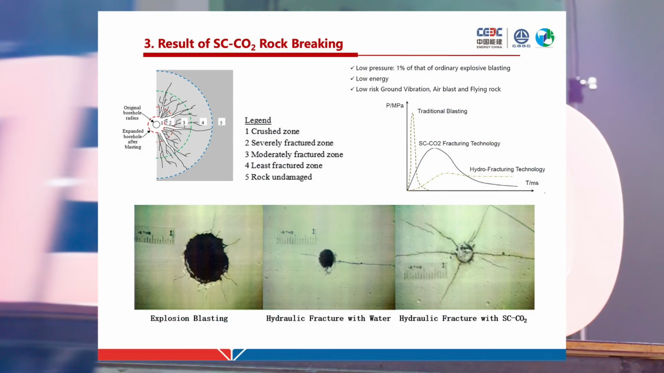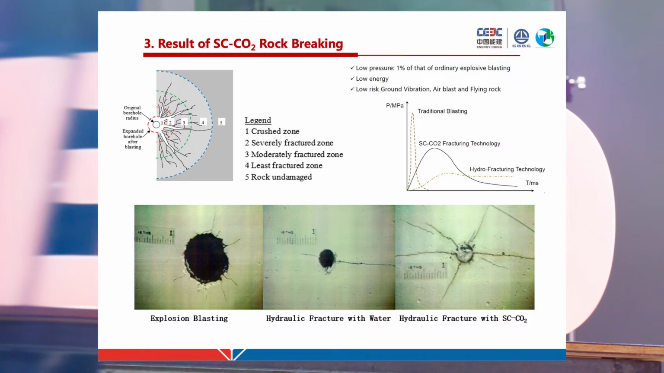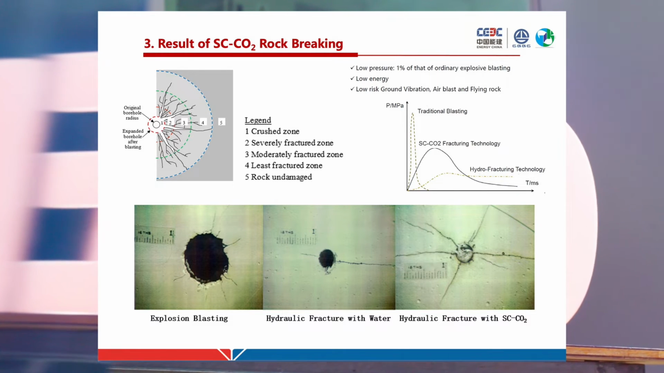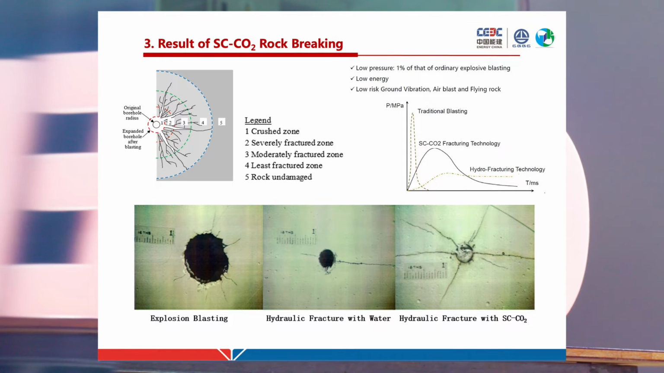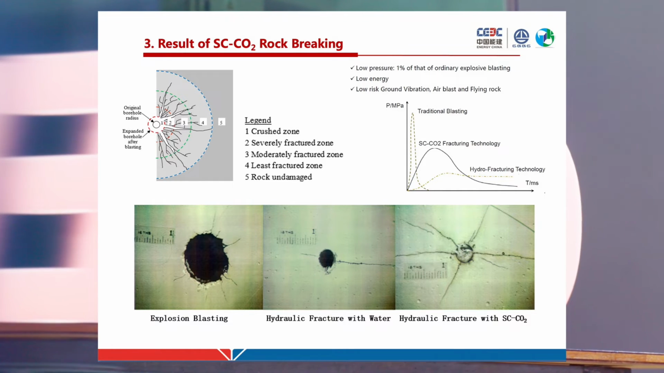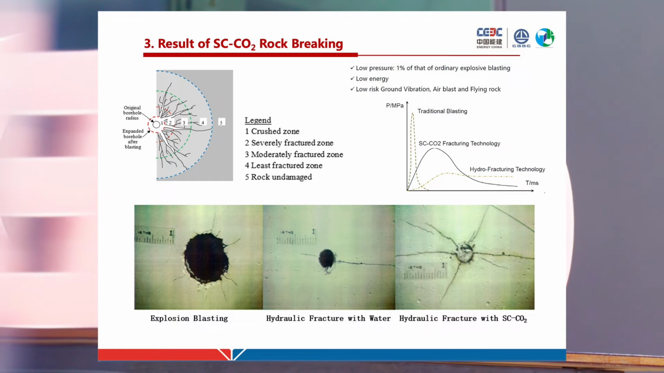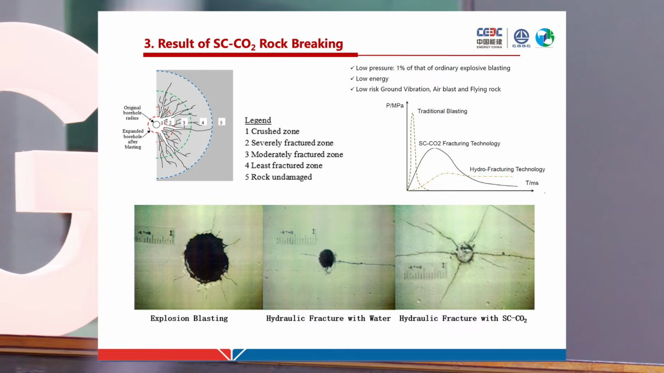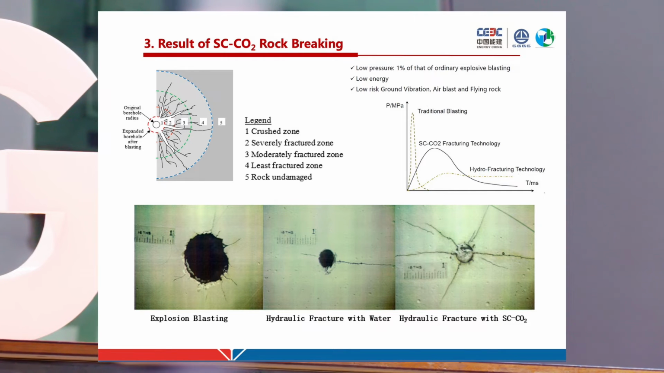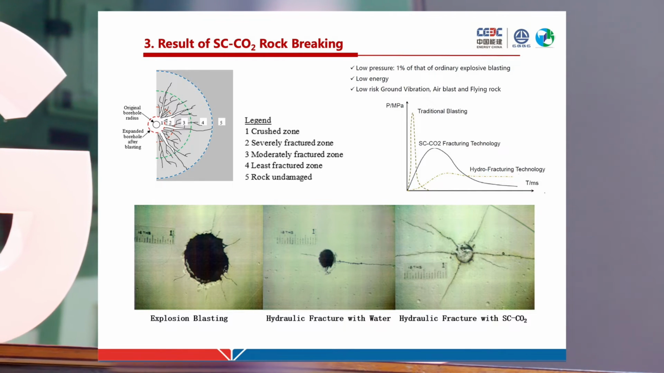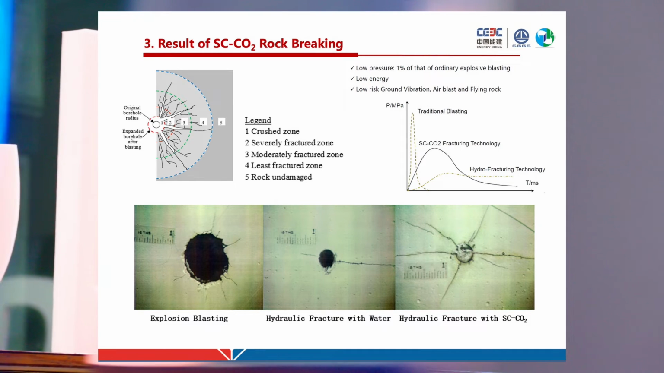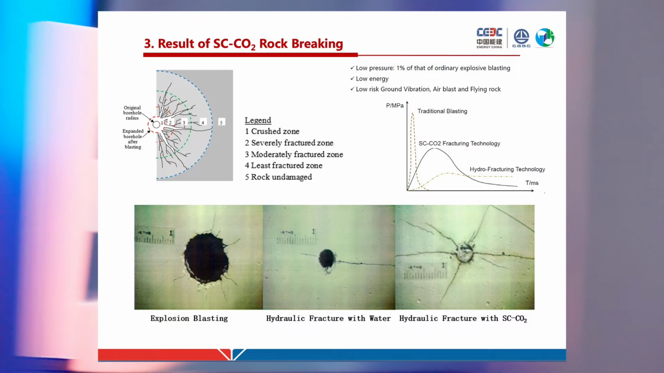And in this fracturing process, you can see the result of using SiCO2 is quite different from hydraulic fracturing and from conventional blasting fracturing. You can read the three photos on the bottom of the slide. The third photo is blasting fracturing. Blasting fracturing needs to conquer the compressive strength, which is over 10 or 20 times the tensile strength. So the whole process is quite strong.